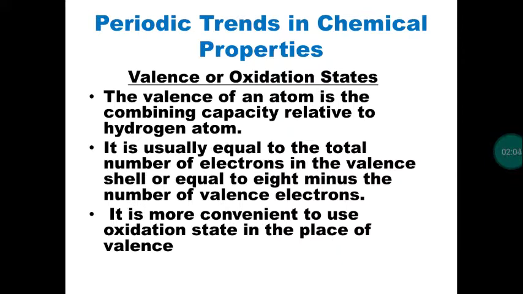So valency is defined as the combining capacity of an element with hydrogen. An element is combining with how many hydrogen atoms. This is called the valency of an element. This is a public 2 marks question: what is valency? Another way of classification is based on valence electrons.